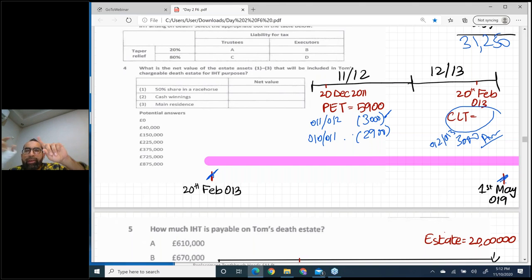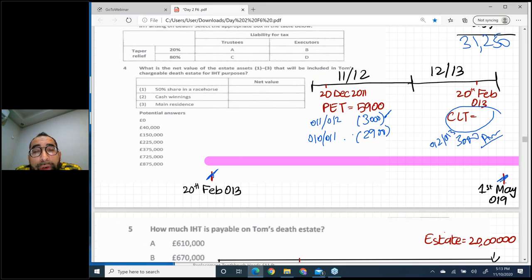From Feb 13 to Feb 14, Feb 15, Feb 16, Feb 17, Feb 18, Feb 19, but there is no Feb 20. He died before Feb 20. That means more than 6 and less than 7 years. So definitely taper relief is 80%.